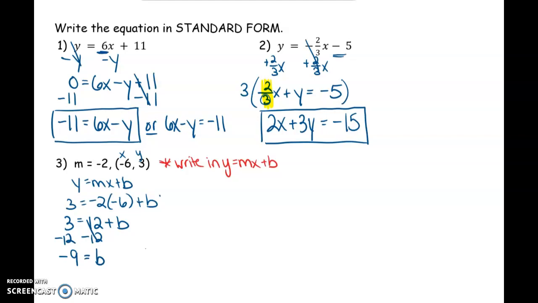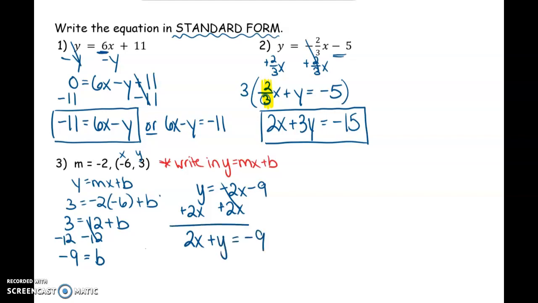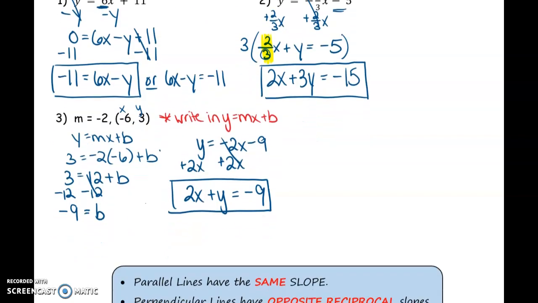And then my equation in slope-intercept form, which is where I'm going to start, is y equals negative 2x minus 9. Okay. Now that's great for slope-intercept form, but remember the directions tell us that we want standard form. So I have to get x and y on the same side. In order to do that, I'll add the 2x over. So now I have 2x plus y equals negative 9. And now I've met all the characteristics of standard form.